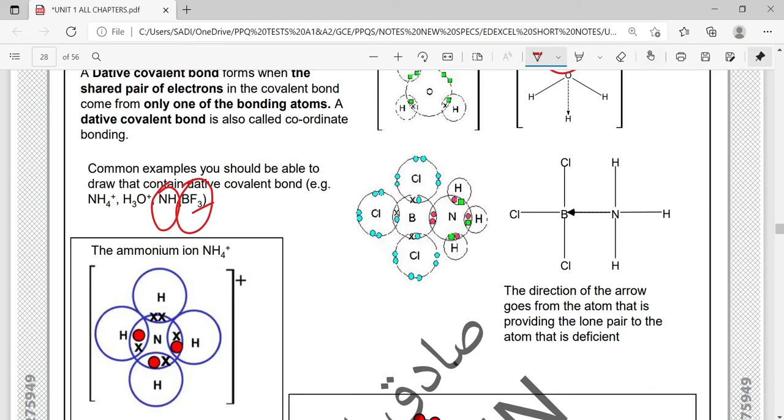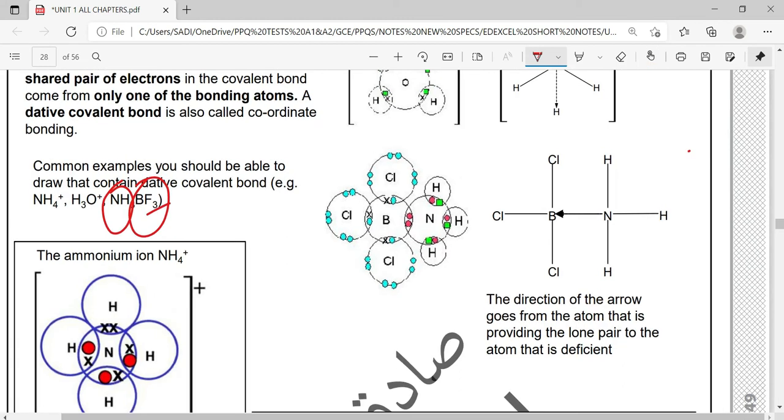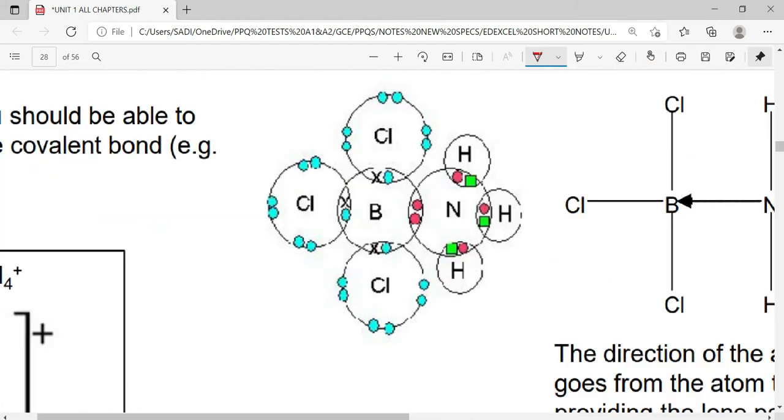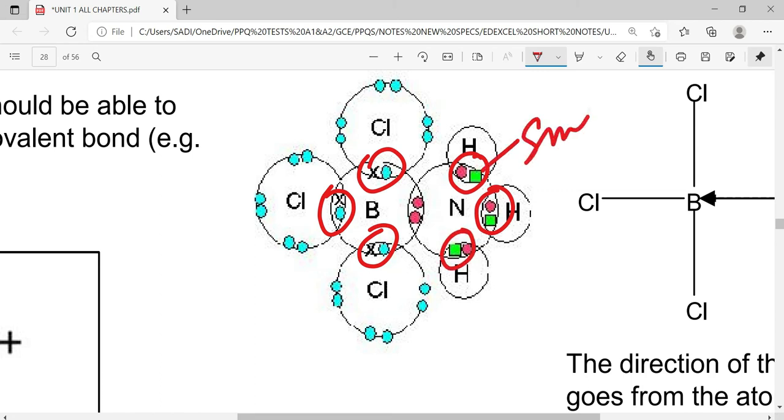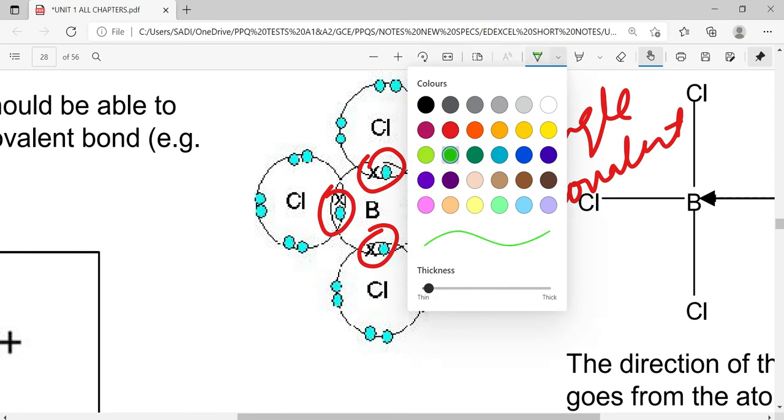I need to focus on this area. I want your attention here, please, everyone. See, look into this now. This is a dot cross, and a dot cross. It is a single covalent bond. The same way, dot cross and a dot cross and a dot cross. They're all single covalent bonds. Okay, normal covalent.